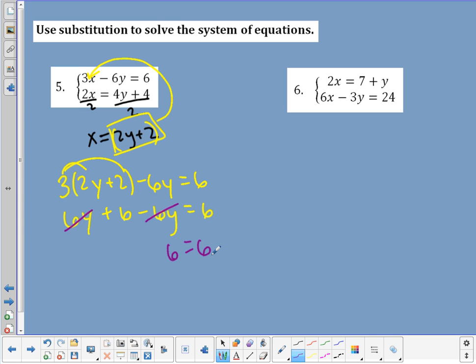Now, check it out. No variables left. This is one of those instances where our variables dropped out. So then you have to take a look at what's left and ask yourself, is it true or is it false? Well, 6 does in fact equal 6. That's a true statement. So what this means is this is an infinitely many solution system.